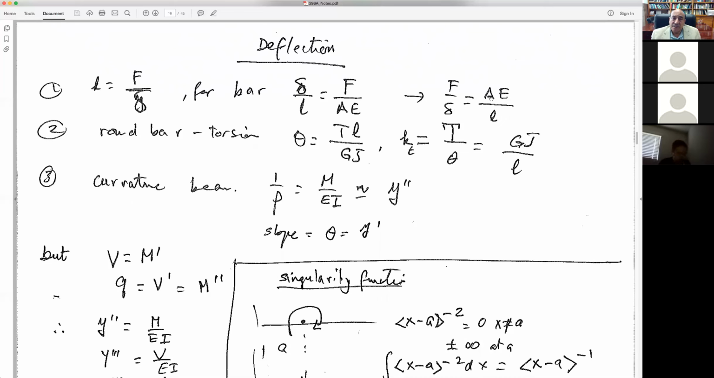So if you have a bar, then we use the strain as delta over L, which is sigma over E, and that gives us an expression for the force over the extension, which is the stiffness. So the stiffness is A times E over L. If we have a round torsion bar, then that torsion bar has an angle of rotation, theta, given the torque. So it's TL over GJ. And the torsional stiffness is the force divided by the displacement. In this case, the force is the torque, and the displacement is the rotation angle. So T over theta gives us GJ over L.